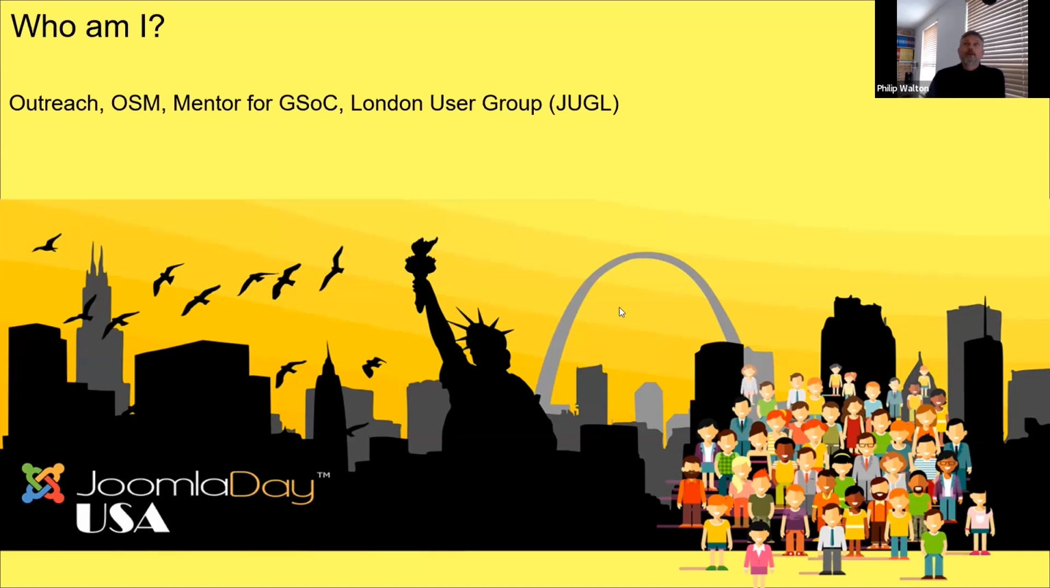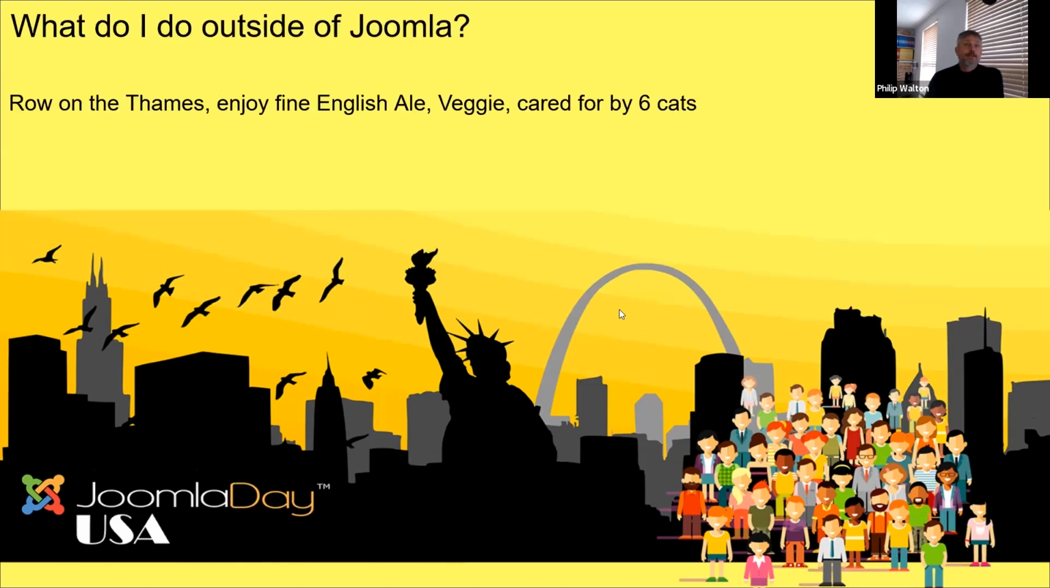And the London user group, Joomla, I've run for about 15 years now. And we do a meeting every third Tuesday of the month at 7 o'clock. I love to row on the Thames. I live 6 minutes from the Thames and enjoy fine English ale. I'm a veggie, have been since I was 18, and I have 6 cats. And the cats are very relevant because halfway through coding, they'll run over the keyboard, and you find these amazing new features that you didn't know that you could do by cats randomly walking over them.